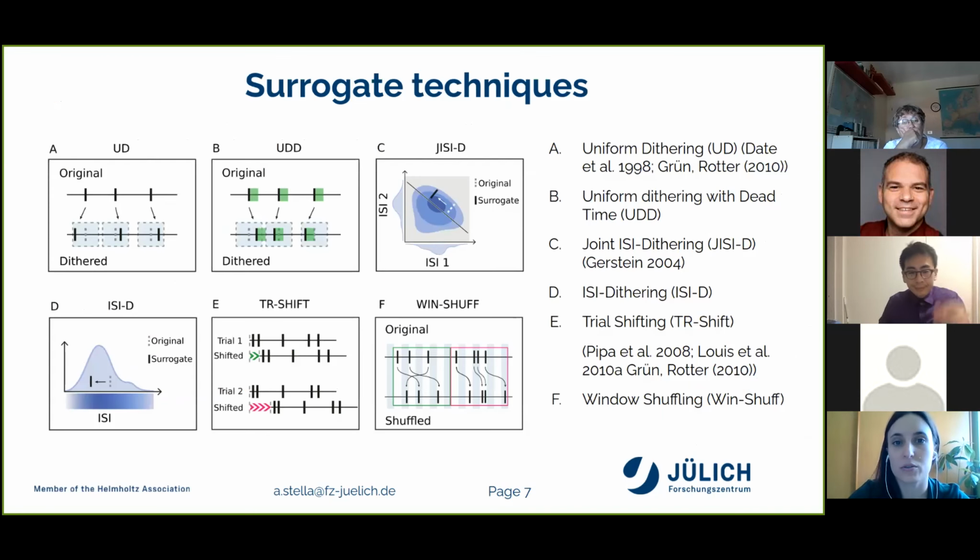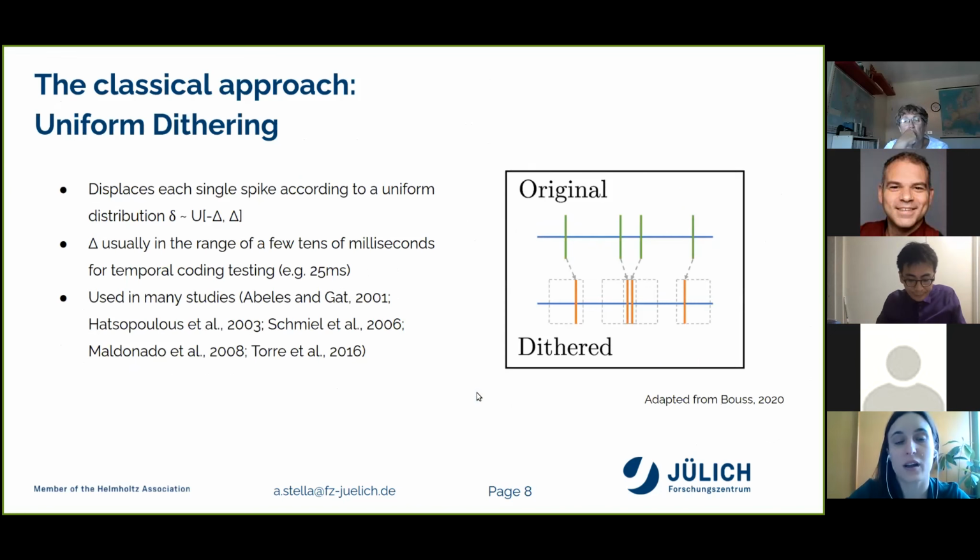So here I present you 6 different surrogate techniques that we decided to look at. Here you need to be a little bit concentrated, although the techniques are very easy, but they are 6. So I'm going to go through one by one. The first one is a classical approach. It is called uniform dithering.